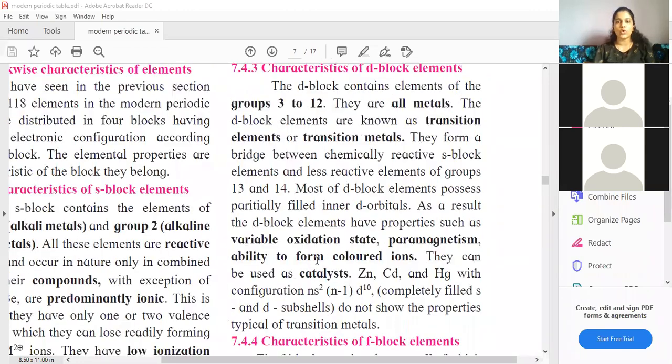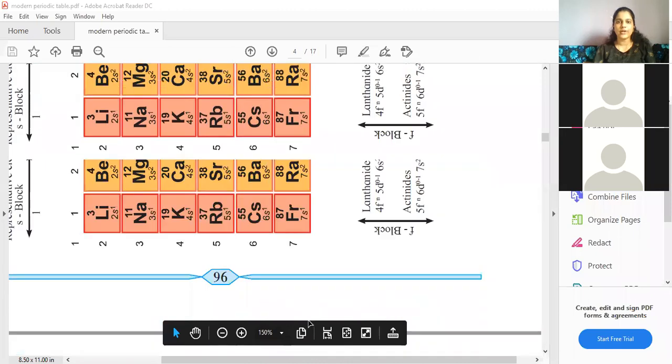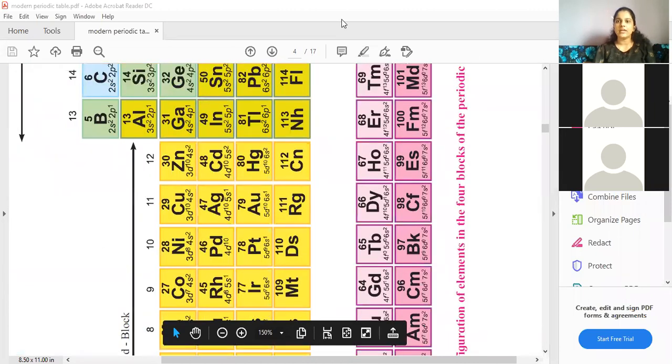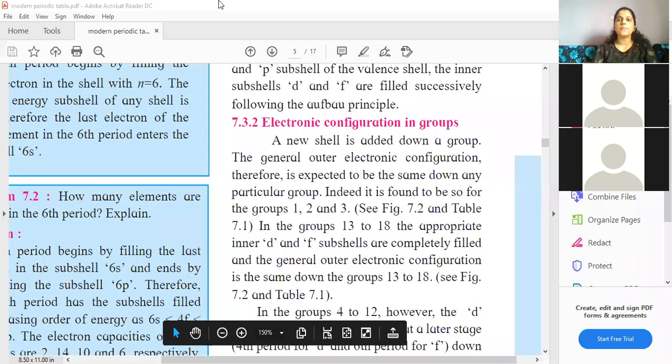If I quickly show you all their placement, where is the periodic table? Okay, fine. See here in the last group, zinc, cadmium, Hg is present. Okay, last group of the d block. Okay, fine, students. So these were the properties for d block.